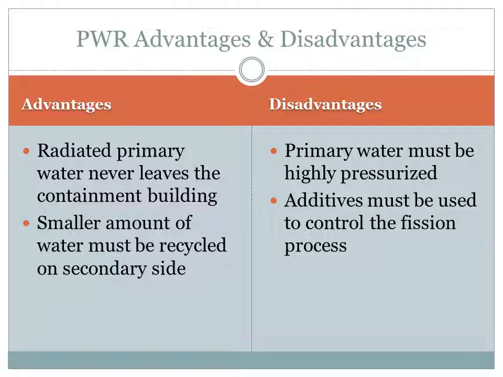Disadvantages are the primary water must be highly pressurized to keep it from boiling, and additives must be used to control the fission process other than the control rods, which is boron.